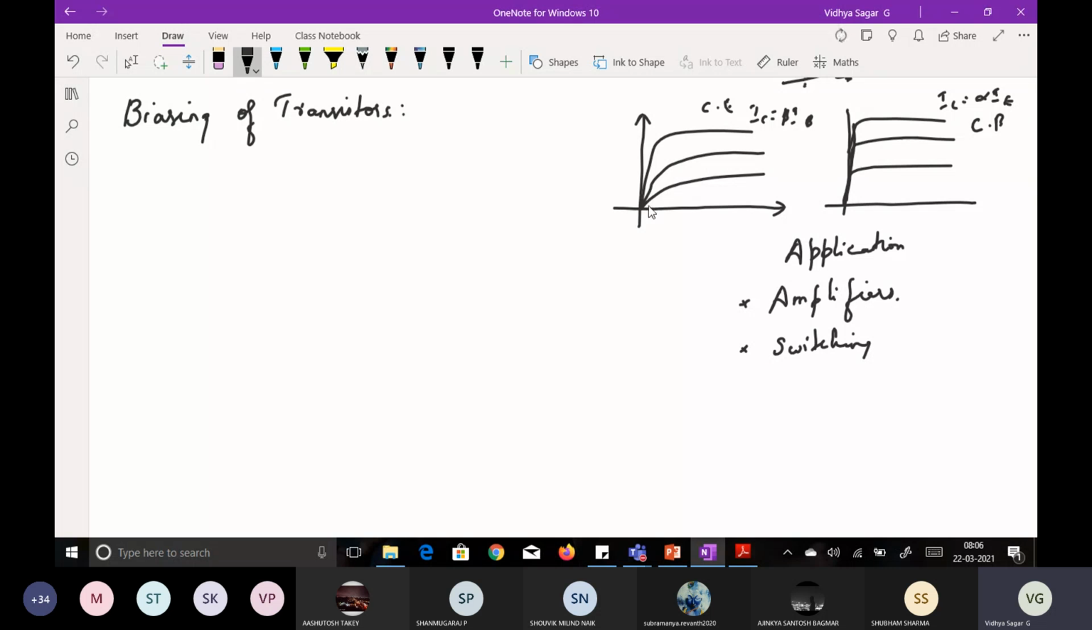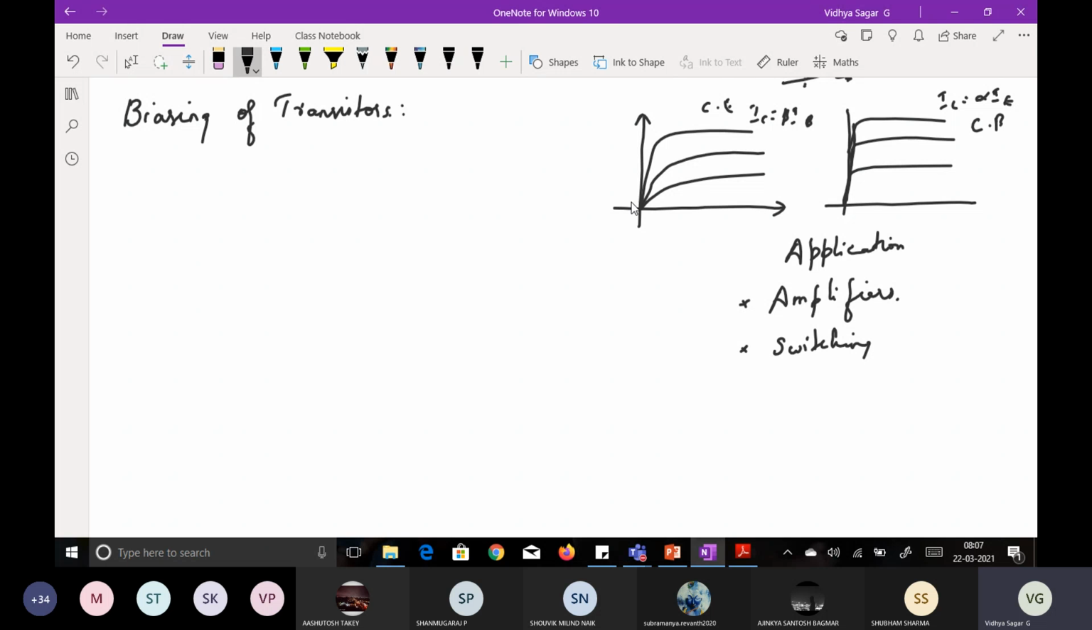How I'm going to use it is, in the off state I could use the cutoff region, in the on state I could say it is the active region. So the active region is this, a constant. So I could use switching in both cases, in CE as well as CB, whereas in amplifiers I could use only CE. Why? Because input current is small, output current is big, whereas here input current is approximately equal to your output current. So amplification could be done through your common emitter only.